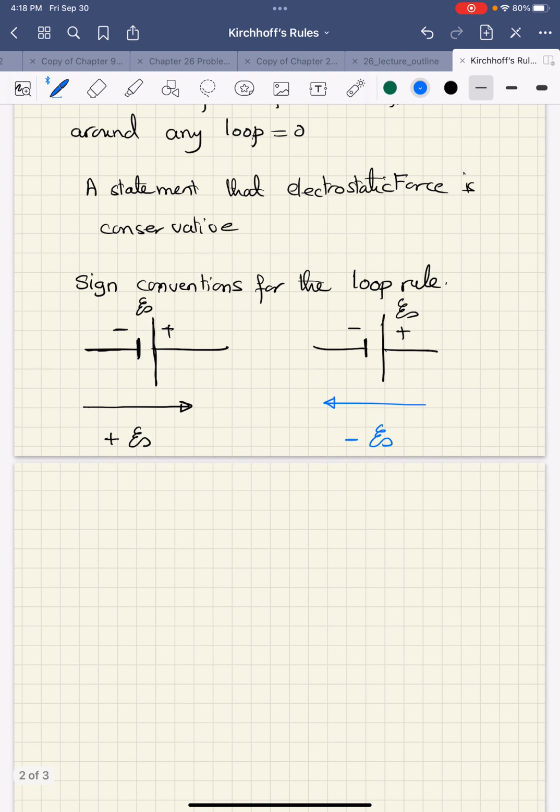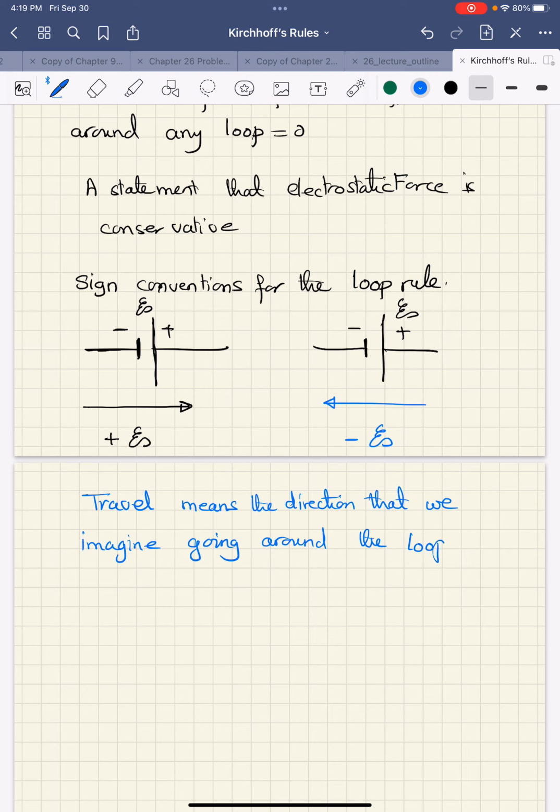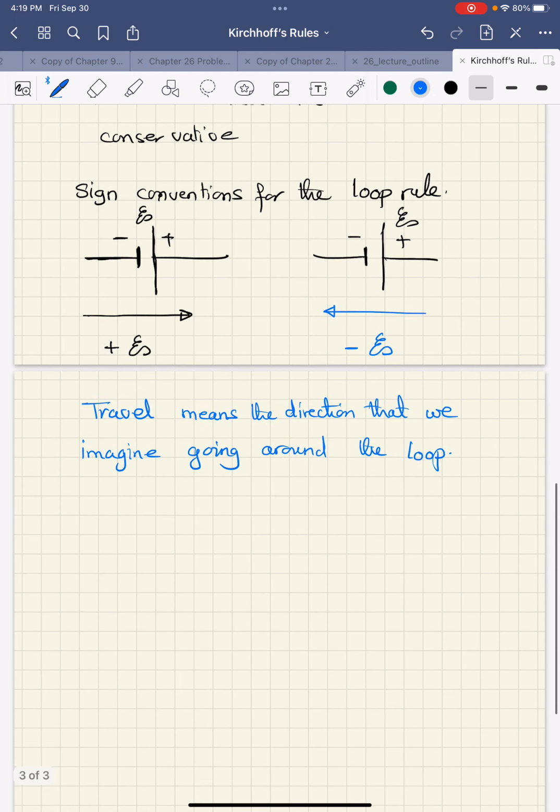Now, travel here means the direction that we imagine going around the loop. When we apply this, we say we are going to go in the clockwise or the counterclockwise direction, and this is what we are going to apply.